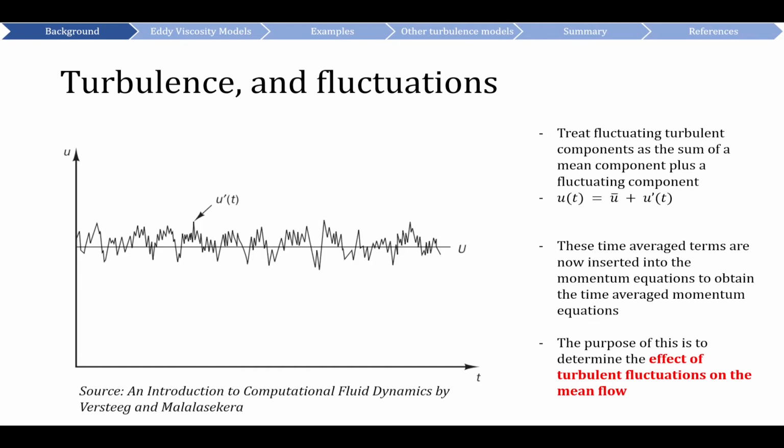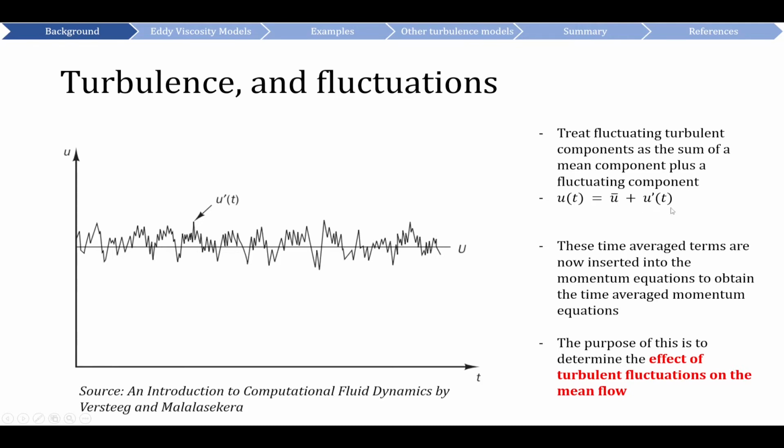Just an introduction to turbulence and fluctuations as well before I introduce the RANS equations. Turbulence is quite random and very hard to predict, but if we have a look at how turbulent quantities vary over time, we can generally determine a mean quantity. If we look at the x velocity here, it fluctuates quite randomly over time, but we can determine a mean component, and then we can decompose the velocity at any time into a mean component plus a fluctuating component.